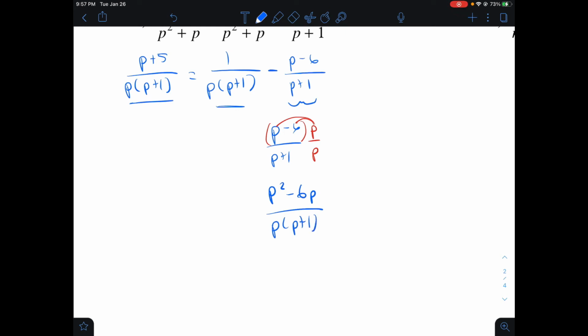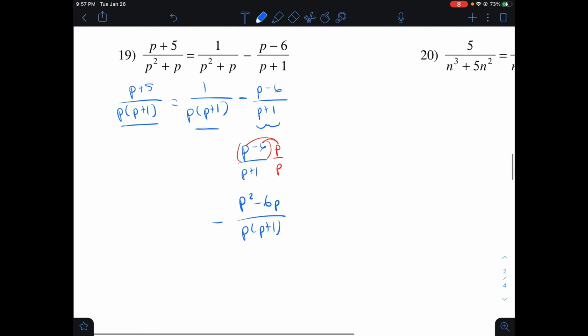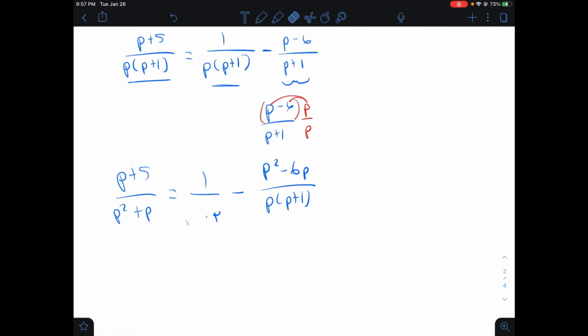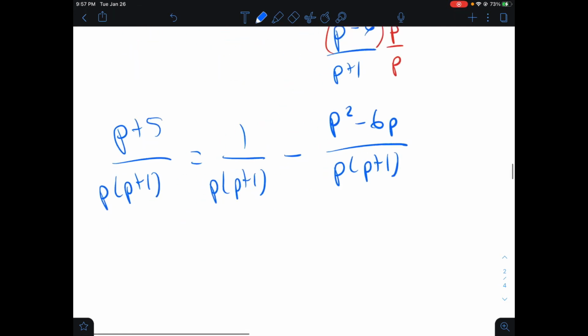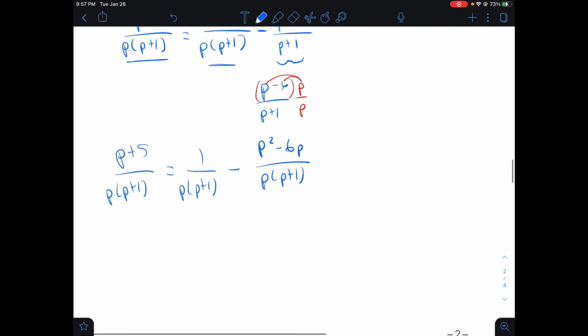And then we've got all this other stuff we had originally, which was 1 over p squared plus p equals p plus 5 all over p squared plus p. Oh, actually, I should have left this factored. Sorry. p times p plus 1, p times p plus 1. All right. So now we've got a common denominator, so we are good to go.